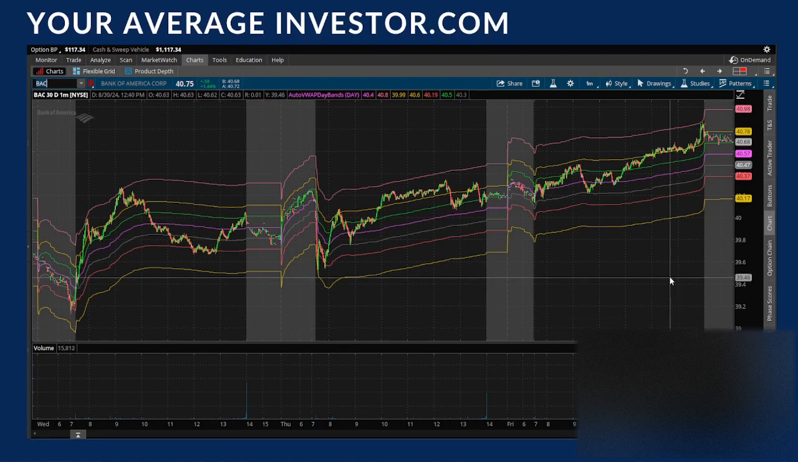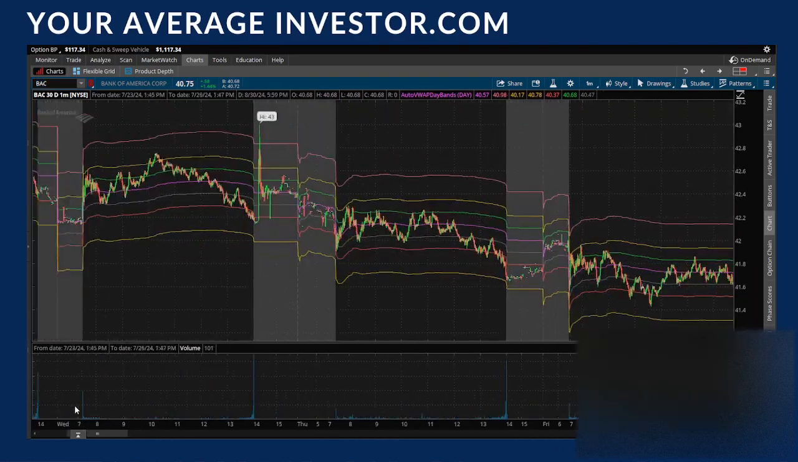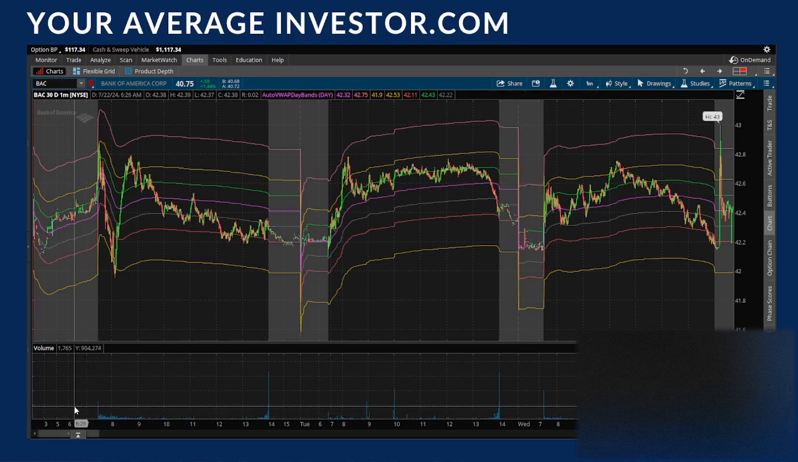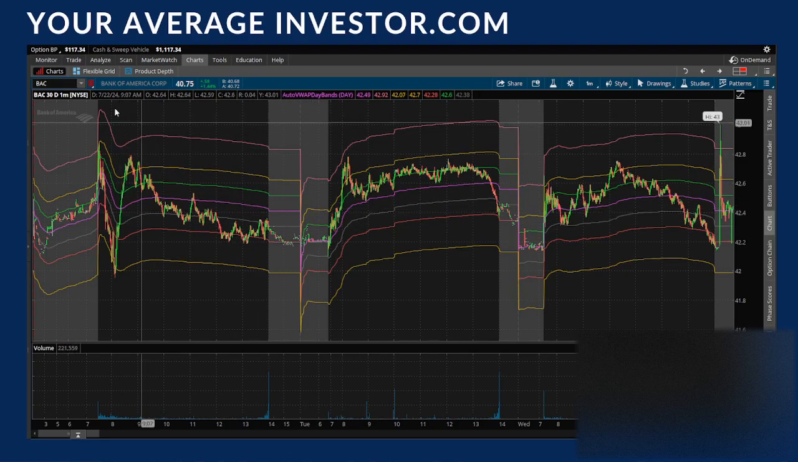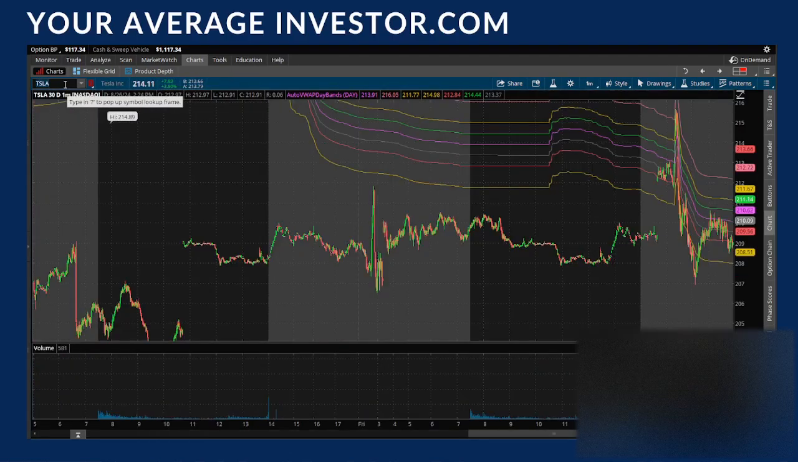So we're on Bank of America right now. Bank of America, like most banking stocks, maybe we should look at JP Morgan actually. We'll start with Bank of America though. You'll notice Bank of America tends to stay within these bands. However, let me switch it to Tesla real quick. Let's just take a look at Tesla.